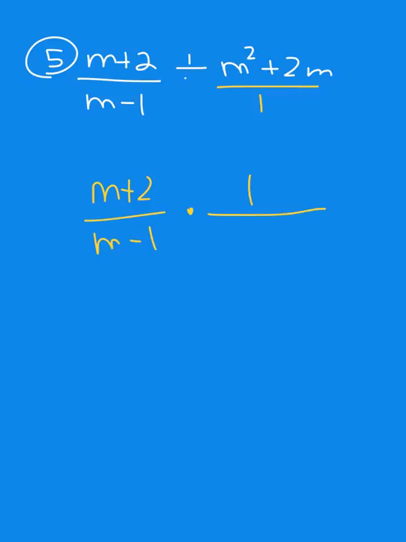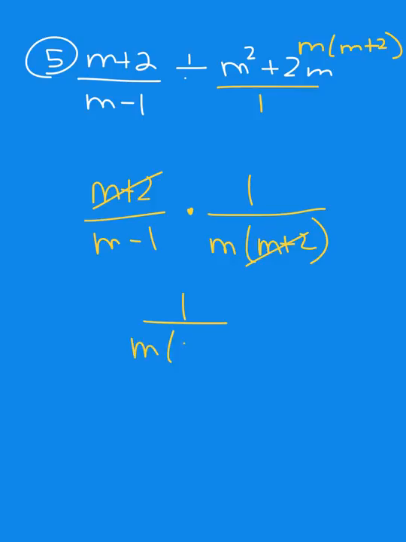And when I factor my numerator, I have m times the quantity of m plus 2, since m is my greatest common factor. So let's write that on the bottom here. And my denominator, m times the quantity of m plus 2. And then I realize I can simplify my m plus 2. One in my numerator, one in my denominator. So my numerator is 1. And my denominator is m times the quantity of m minus 1.